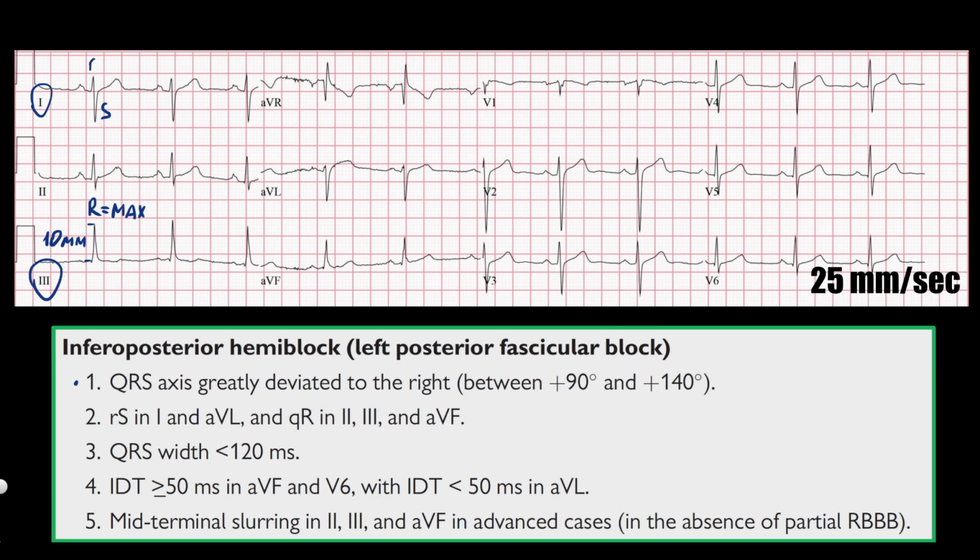In our case, in the first standard lead we have a near biphasic complex, but with the S wave greater than the R wave. If QRS is truly biphasic, R is equal to S. That means that the lead with the biphasic complex is oriented at a 90-degree angle to the mean QRS axis. In our situation, the S wave is greater than the R wave in the first standard lead. That means that the mean QRS axis is oriented more than 90 degrees to the lead with the biphasic complex.